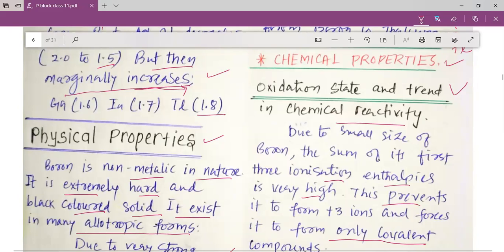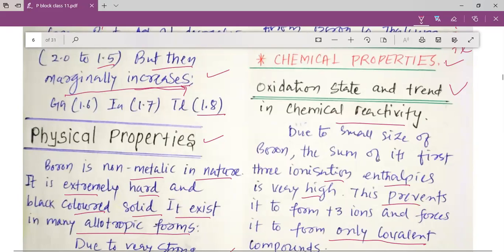Aluminium forms a very thin oxide layer on the surface which protects the metal underneath from further attack, and that is how aluminium becomes unreactive, by making a protective layer of oxide Al2O3. Amorphous boron and aluminium metal on heating in air form oxides like B2O3. So boron will make B2O3 and aluminium will make Al2O3 respectively.